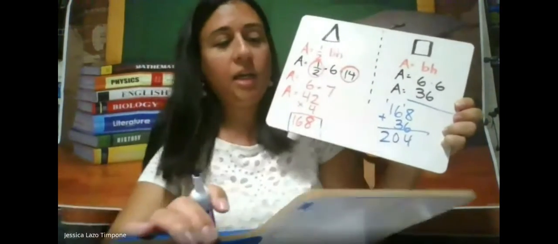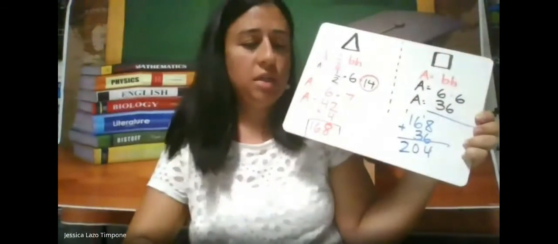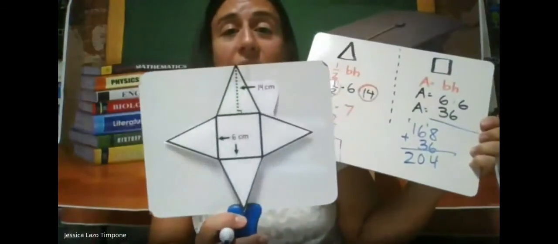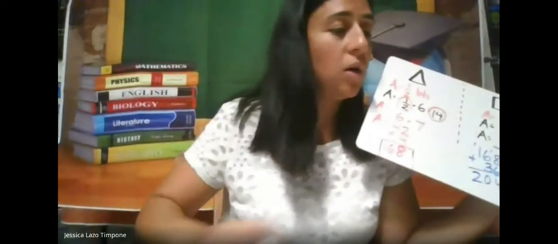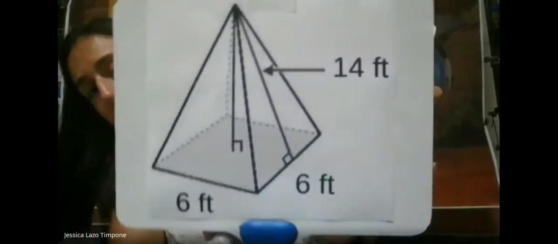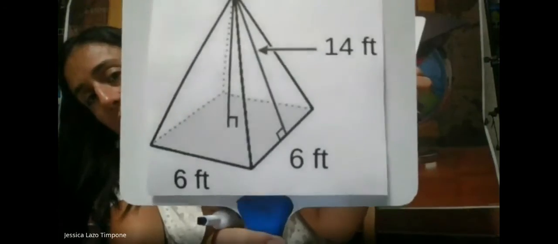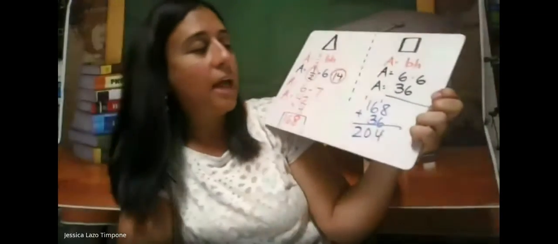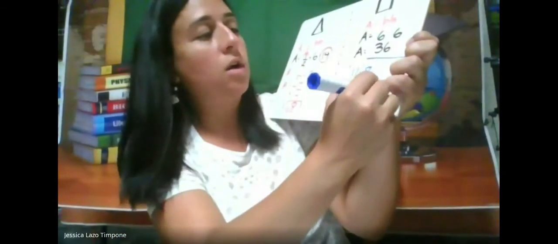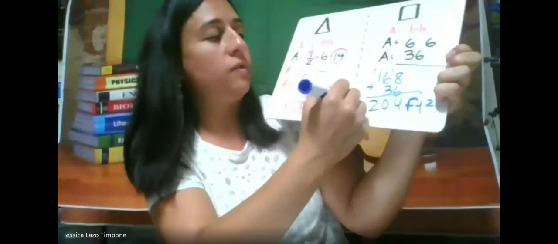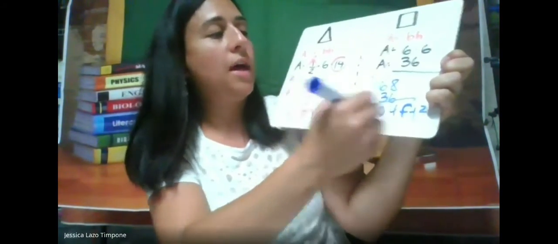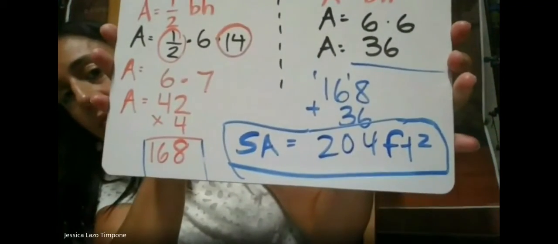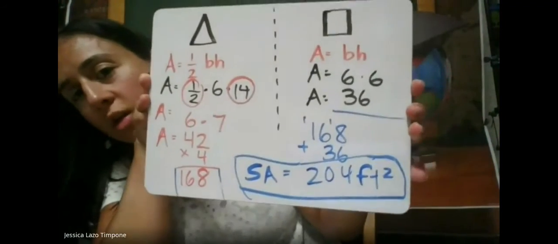And again, remember, that's not your final answer. We are working in, actually, this one says it different. I printed this and I changed the number. So we're going to go off the original one. It's feet. So it's going to be feet squared because it's flat. So 204 feet squared is my surface area. So that is my final answer. All right, make sure that your work looks like mine.